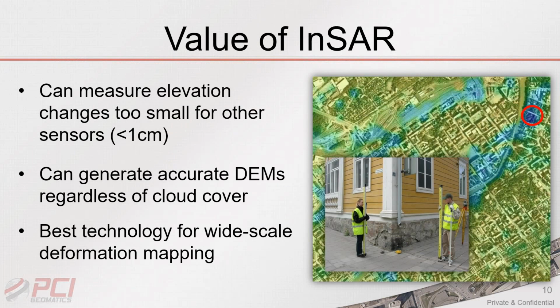So let's start with a quick overview of the value of InSAR processing. First and foremost, it allows you to measure elevation changes too small for other sensors. In this case, we're talking sub-centimeter changes in elevation that can be measured through interferometric methods. Using this, we can generate accurate DEMs, of course, in all weather conditions. This is an excellent technology for wide-scale deformation mapping as well.